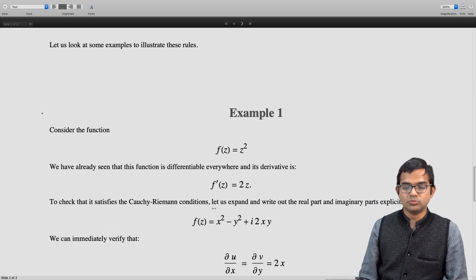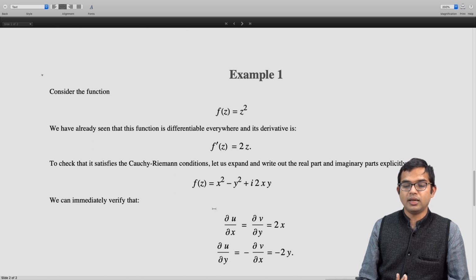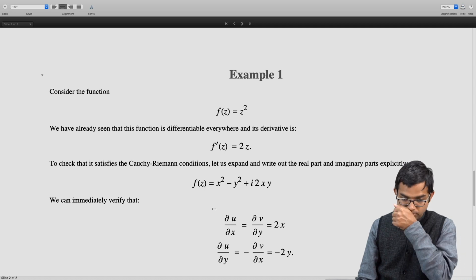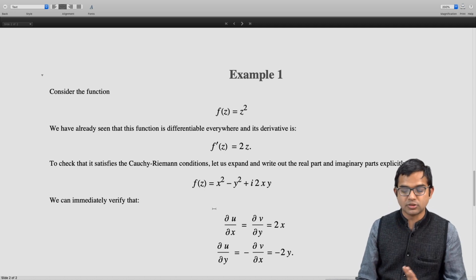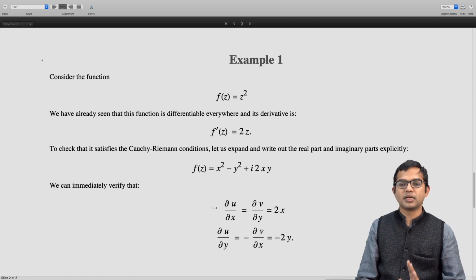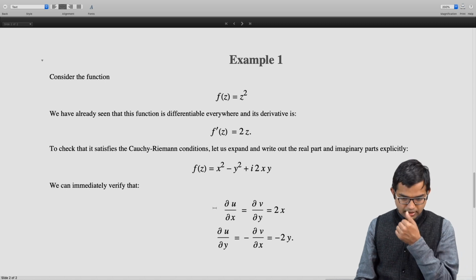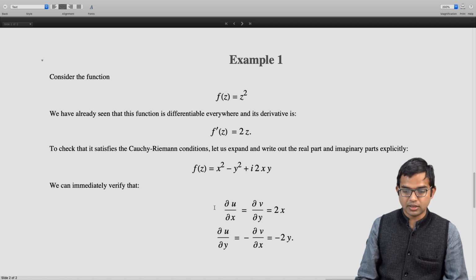So ∂u/∂x is definitely equal to ∂v/∂y because both of them are equal to 2x. Likewise, ∂u/∂y is just −2y, and so is −∂v/∂x, so −2y. So indeed, both the Cauchy-Riemann conditions hold. Not a surprise, as this is a function whose derivative is well defined, and therefore the Cauchy-Riemann conditions hold at all points.